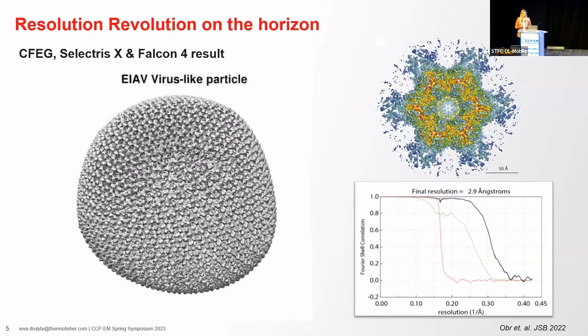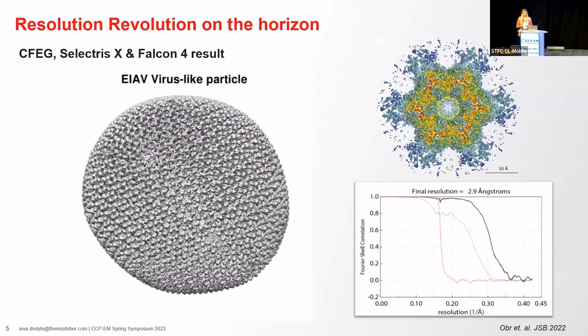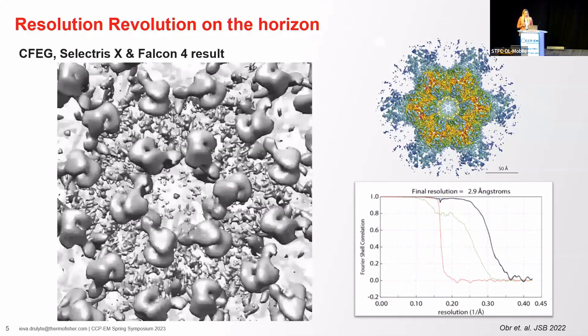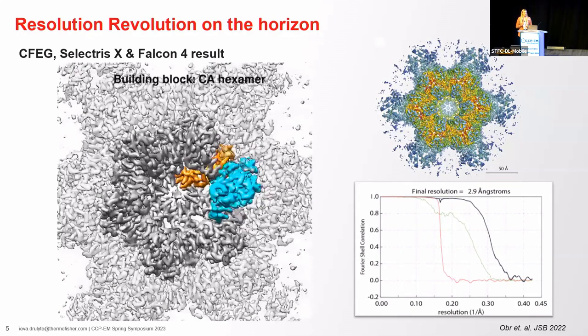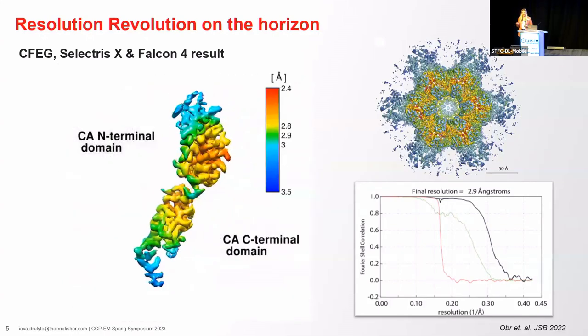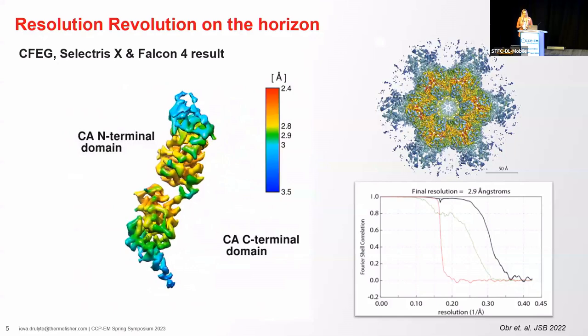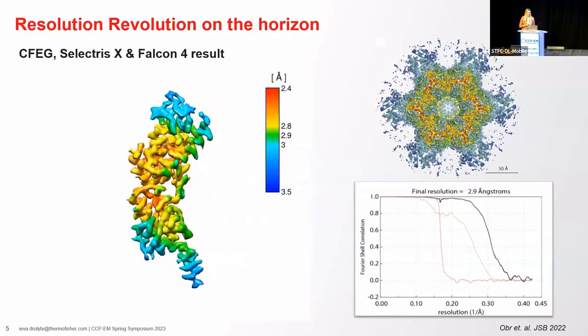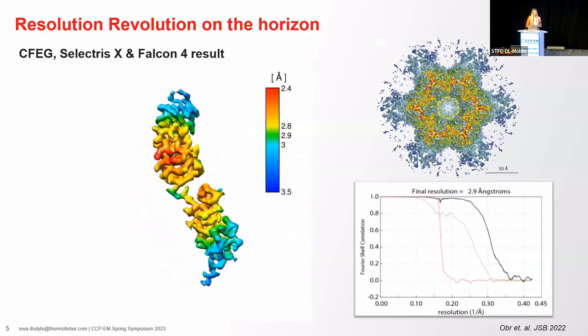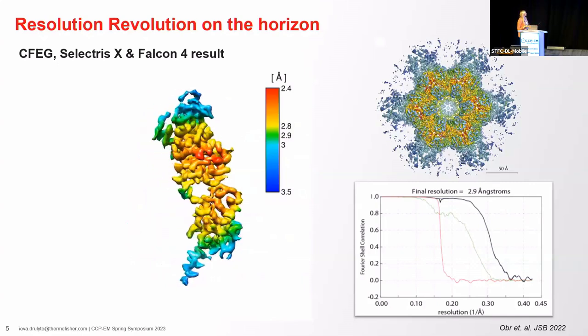So for this work, we collected data on the Krios G4 and used multi-particle refinement, which allowed us to determine this 2.9 angstrom subtomogram averaging structure of the capsid C6 symmetric hexamer. And here you can see this asymmetric unit colored by local resolution, which extends all the way to 2.4 angstroms.